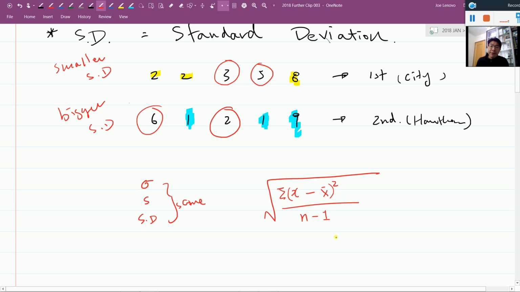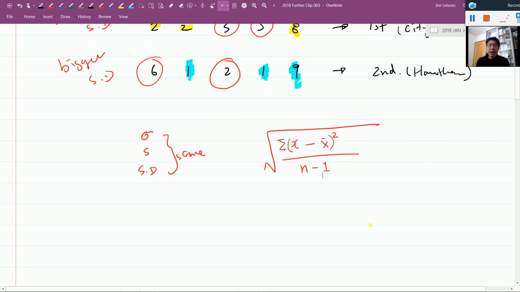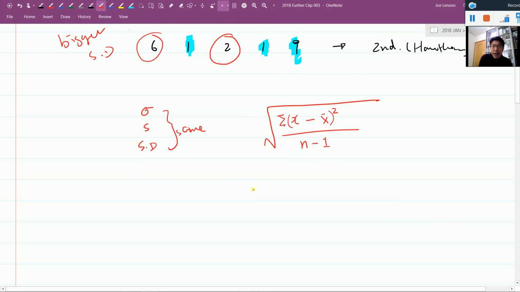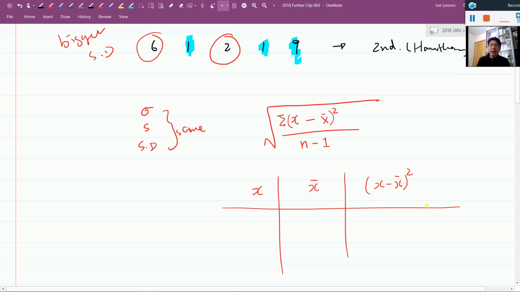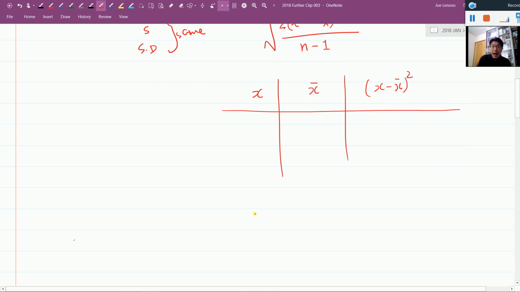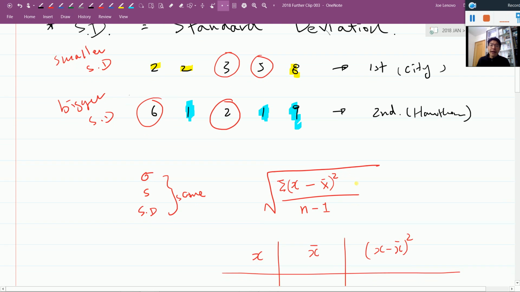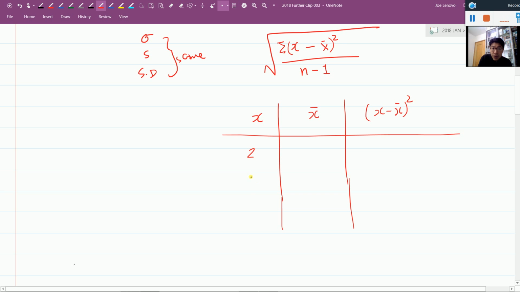It's hard to remember, but if you put them in a table form, sometimes it is easier for us to work with. So what is the table like? First of all, we need to have x, and then we have the mean, then we have x take away the mean, and square it. So just 3 columns, and then you work it out after we've got all the values in the table. First one is 2, 2, 3, 5, 8. So let's write this down. It's 2, 2, 3, 5, 8.